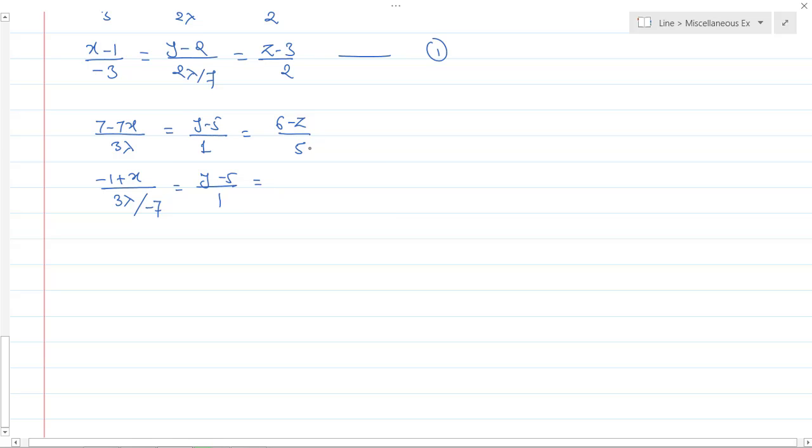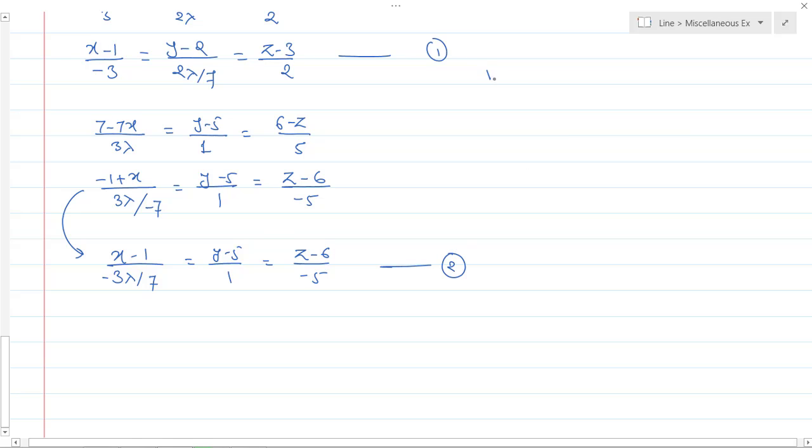Okay, equals to, again here there is a minus, to remove it I will multiply and divide by minus, so I will be getting this. Okay, so now if I want to write down the standard form: (x minus 1)/(minus 3 lambda by 7) equals (y minus 5)/1 equals (z minus 6)/(minus 5). It is equation number 2.